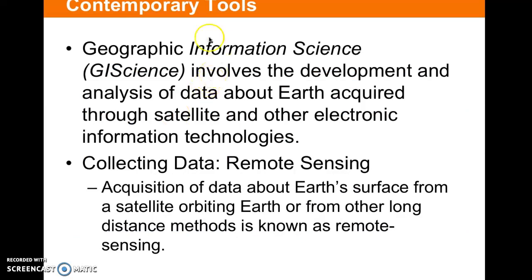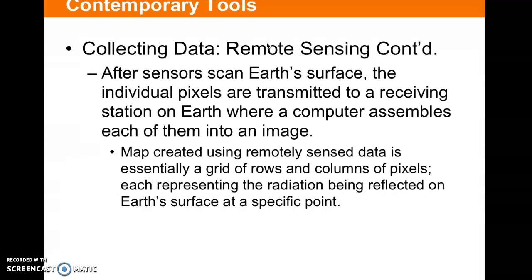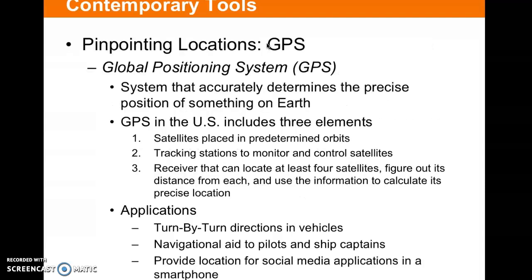As far as contemporary mapping tools, we have GIS, or Geographic Information Science, and this involves the development and analysis of data about the Earth, and it's acquired through satellite data. We collect data using remote sensing, or using satellites, essentially. And we can use remote sensing to basically build a map.